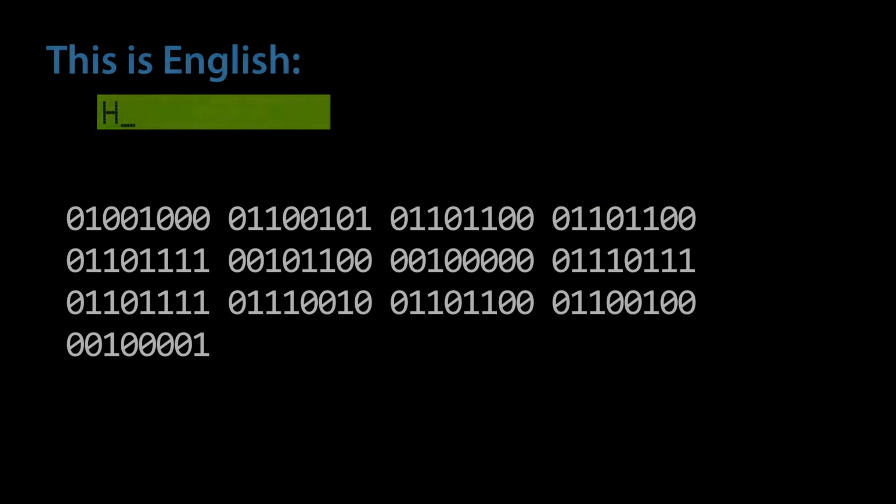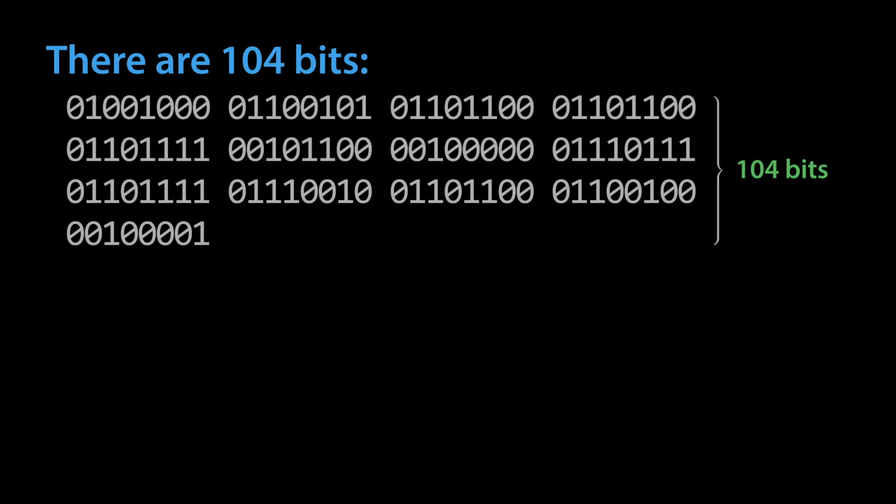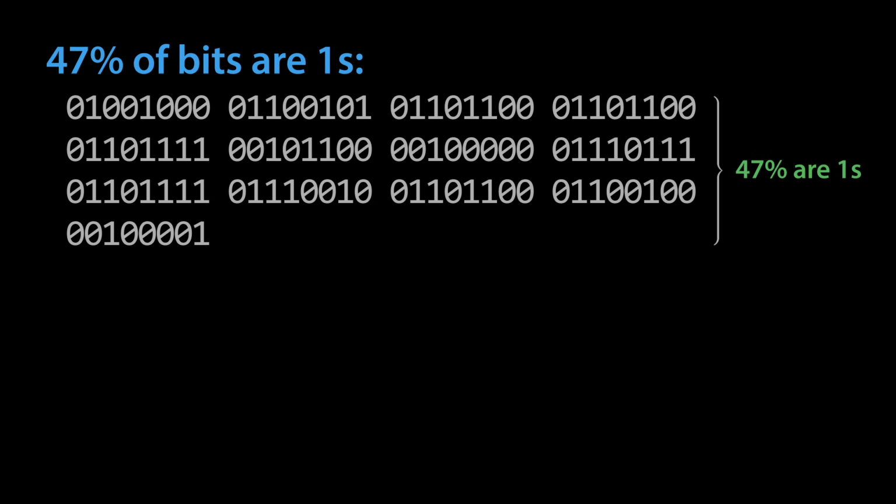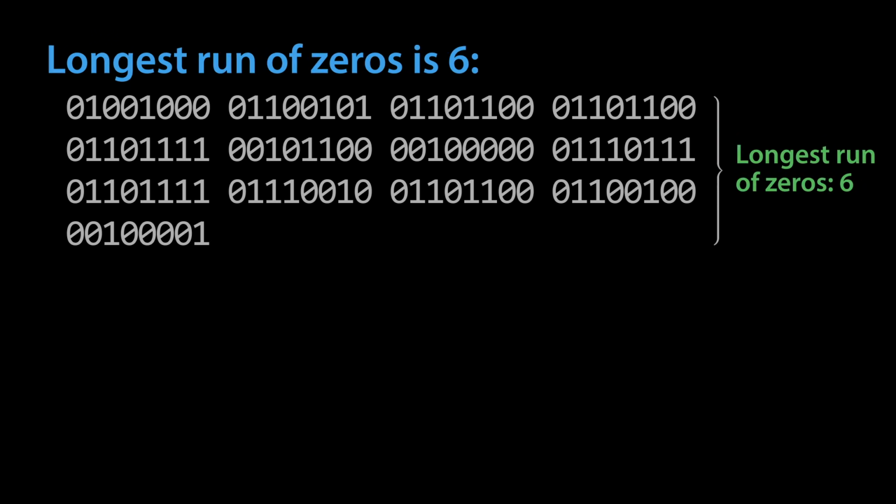And just like knowing the message is supposed to be English can help you spot an error, there are all sorts of ways we could describe the strings of ones and zeros that might help us spot an error. For example, there are 104 bits, and that might be useful to know for detecting certain errors. If we receive more or fewer than 104 bits, then we know that there was a problem. We could say that 47% of the bits are ones and 53% are zeros. Or we could say the longest run of zeros is 6 zeros.